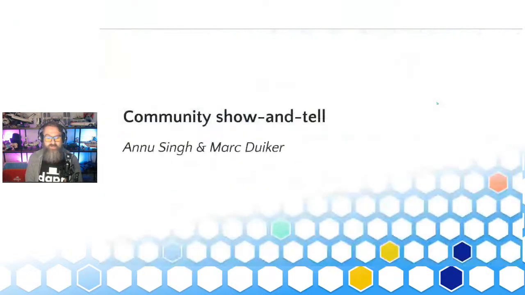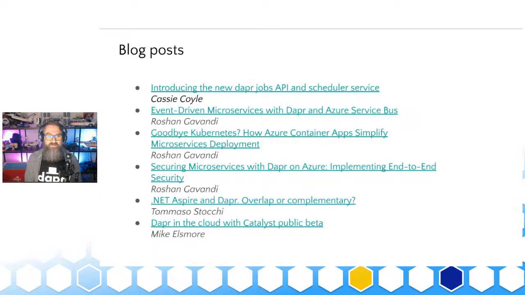All right. Let's move on to the next section, and as usual, that's the community show and tell. So we have quite a lot of blog posts written in the last 2 weeks. The first one is introducing the new Dapr Jobs API and Scheduler service, written by my colleague Cassie Coyle. So this new Jobs API is really nice. It's still in alpha because it's very new, but please definitely check out this API, and this blog post is a great way to get you started with that.